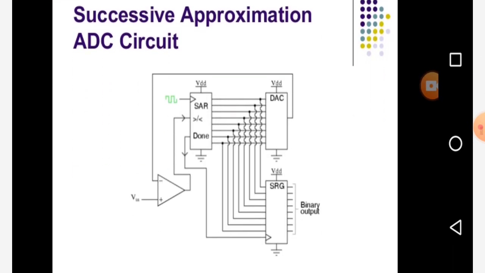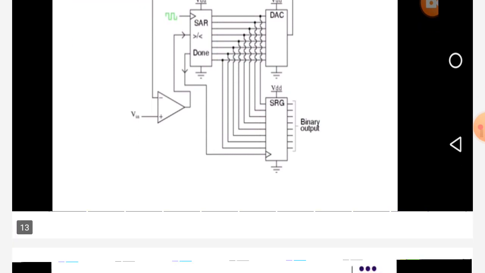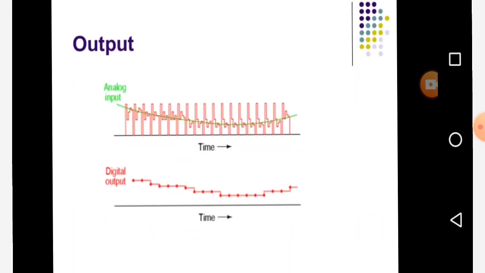Next, this is the successive approximation ADC circuit. SAR, D to A converter, and some storage registers are there. Then you will get output like this. Whatever unknown analog voltage is there is successively approximated with some amount of voltage. When the successive approximation register stops, or when the analog voltage is nearly equal to the approximated value of voltage, that is nothing but the analog equivalent of digital output.